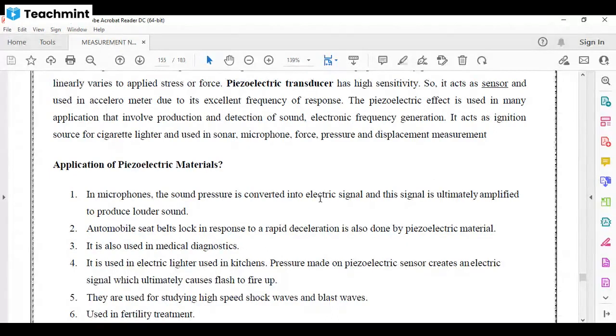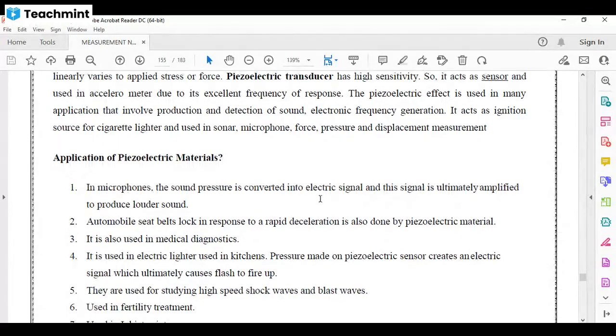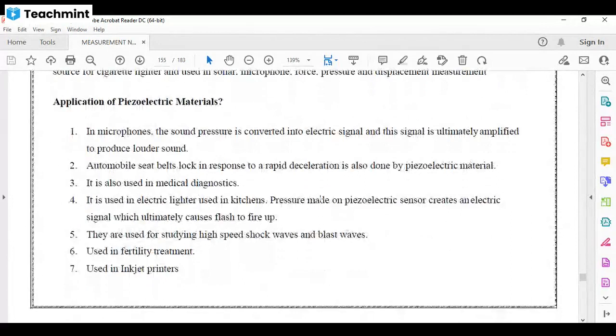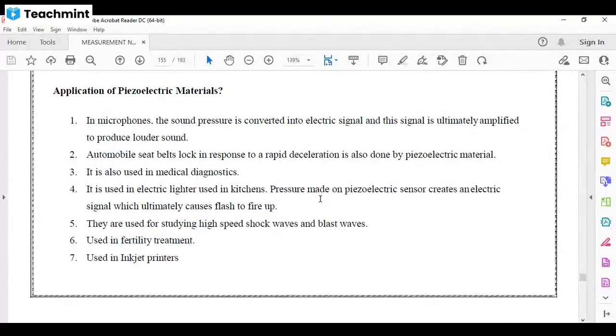Another example is that it is also used in medical diagnostics and in fertility treatment. So these two are the basic transducer parts: the first one is the capacitive transducer and the second one is the piezoelectric transducer. So I covered all the parts of the transducer topic, which are the inductive transducer, capacitive transducer, resistive transducer, and finally the thermistor and piezoelectric transducer. If you have any query or doubt, please ask me the question.